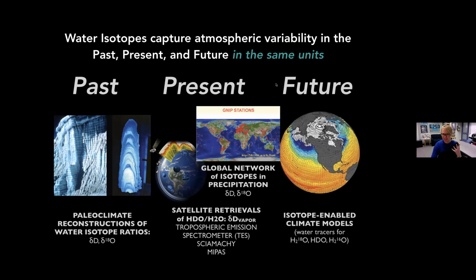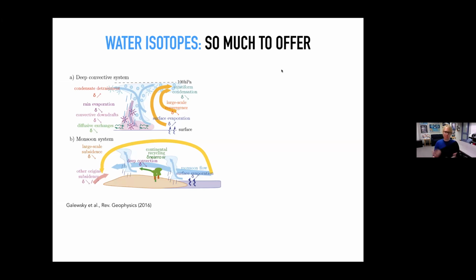So as we'll discuss at length today, we have water tracers for the different isotopic species. And this is important. It's important that we incorporate these common language units into our models, because as many other speakers have discussed, water isotopes have so much to offer from a scientific perspective.